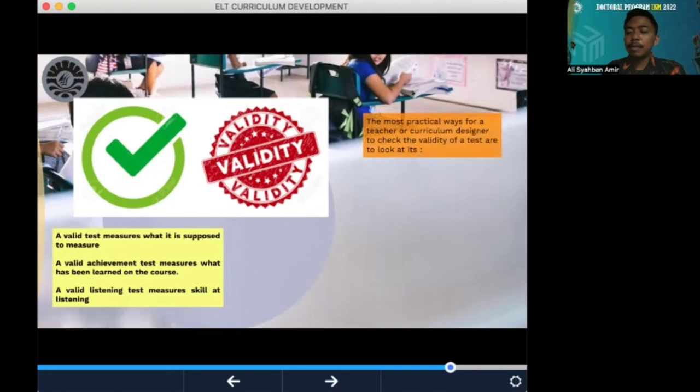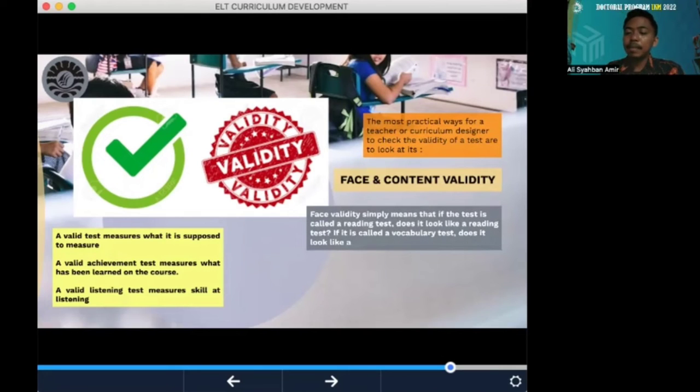The most practical ways for a teacher or a curriculum designer to check the validity of a test are just to look at its face validity and content validity. So what is face validity? Face validity is: if the test is called a reading test, does it look like a reading test? Or if it is called a vocabulary test, does it look like a vocabulary test? So it means what the test looks like. If that is a reading test, it looks like a reading test. Also a writing test or grammar test looks like a grammar test.